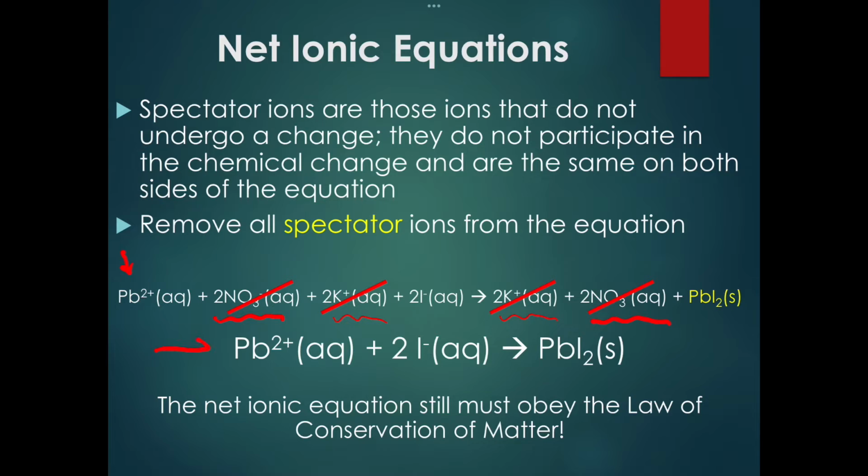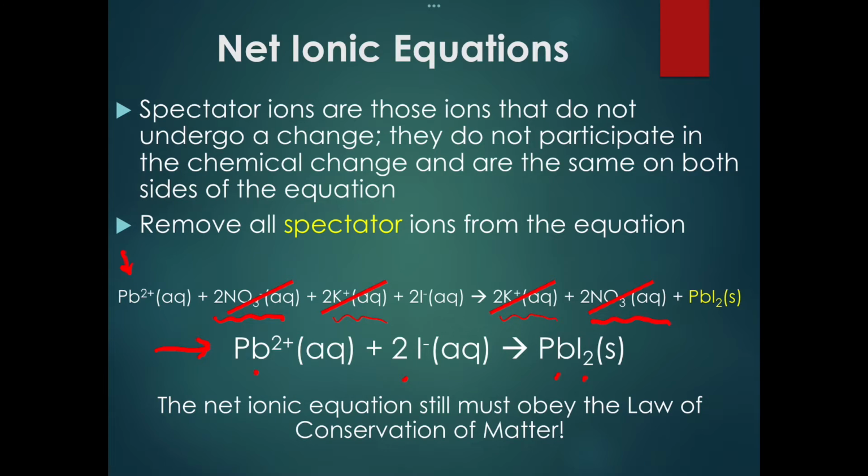that's left becomes this reaction. And that is our net ionic equation. And like I said, that is what we are learning how to write today. This net ionic equation still has to obey the law of conservation of matter. As you can see, there's 1 lead, 2 iodines, 2 iodines.